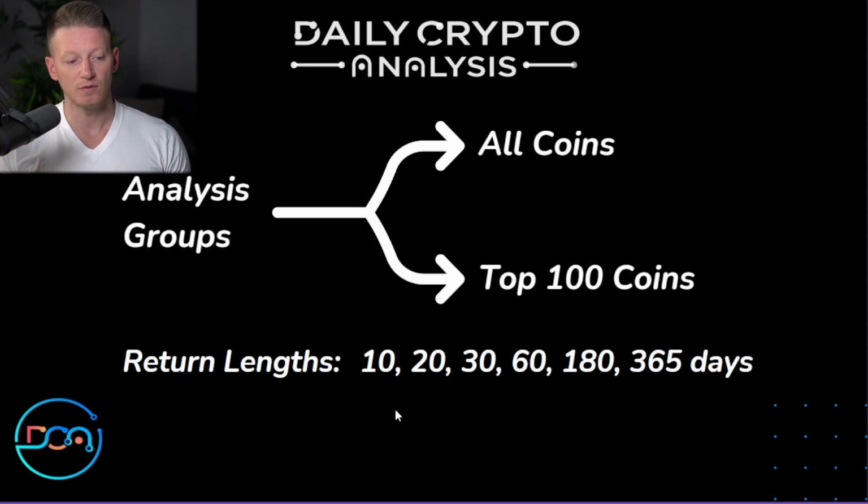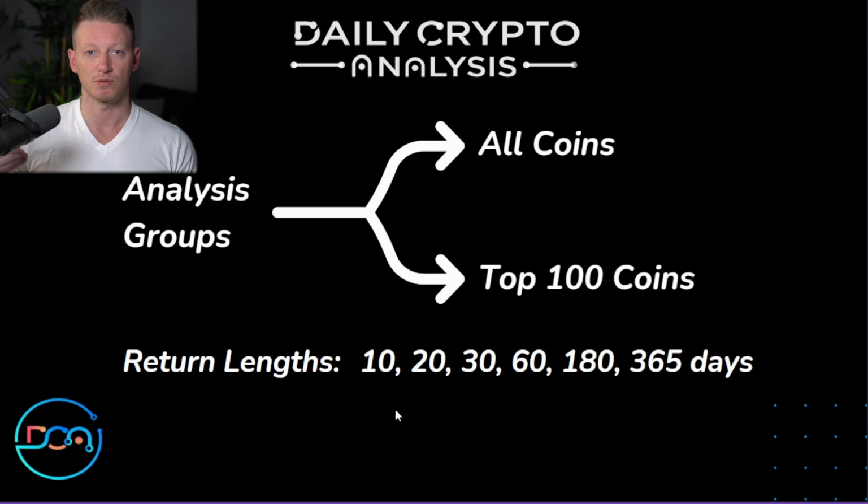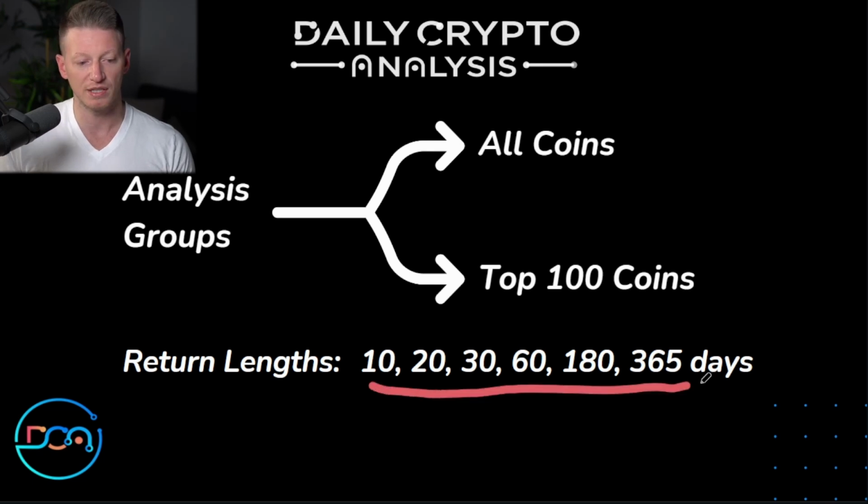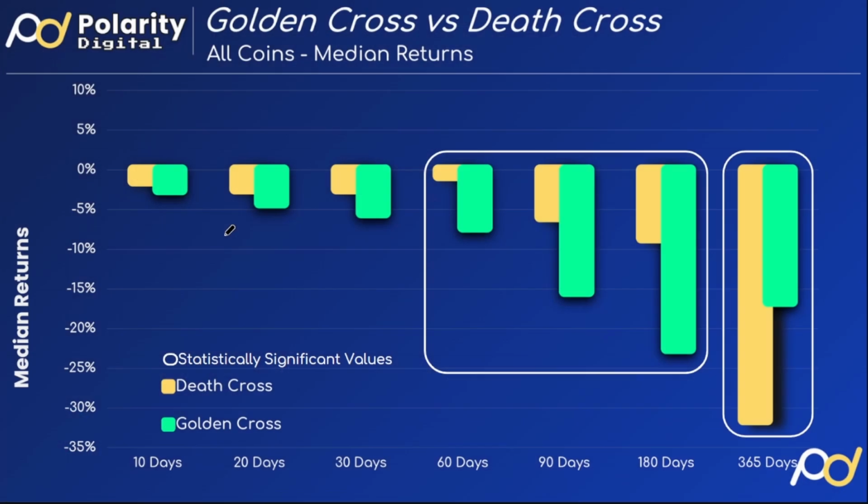We then collected the 10, 20, 30, 60, 180, and 365-day returns after each event. In other words, if a coin had a Golden Cross event, what were its returns over these periods of time? And conversely, if there was a Death Cross event, what were its returns over these various lengths of time? Here we have the Golden Cross and the Death Cross, and we're looking at all coins.